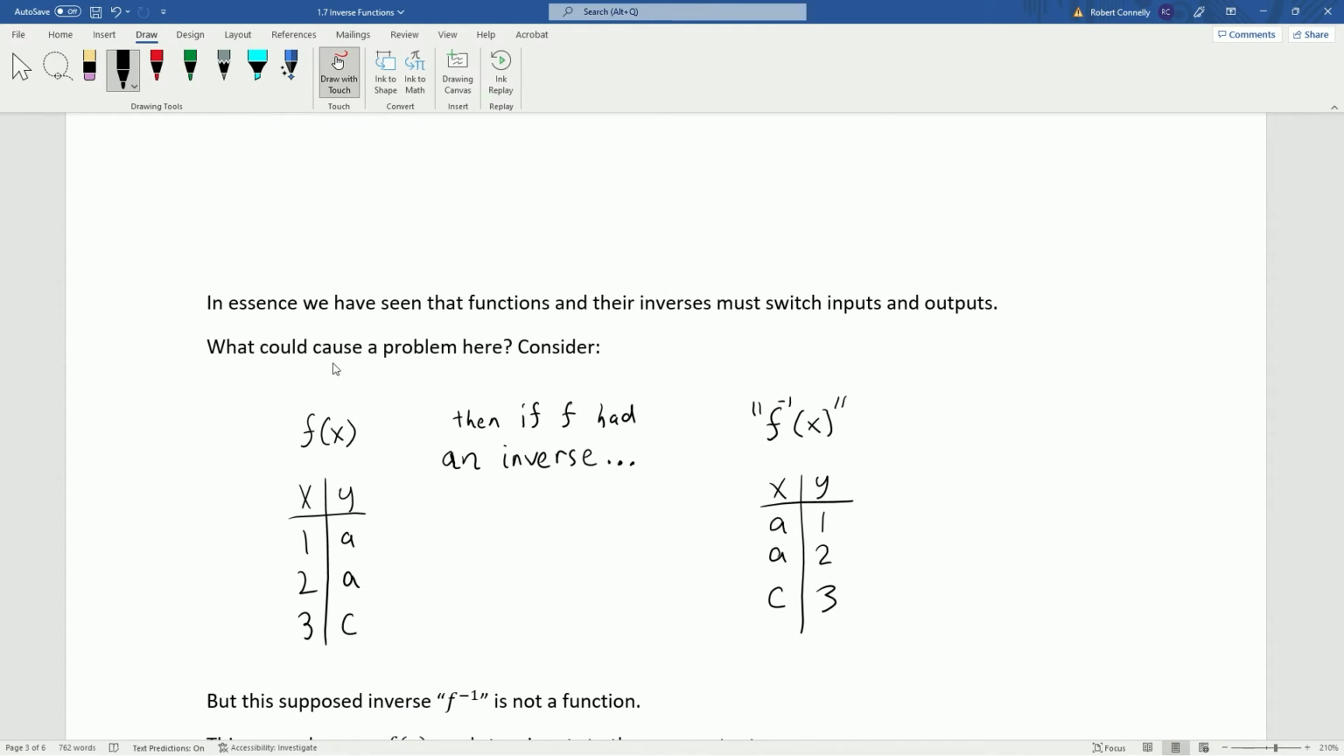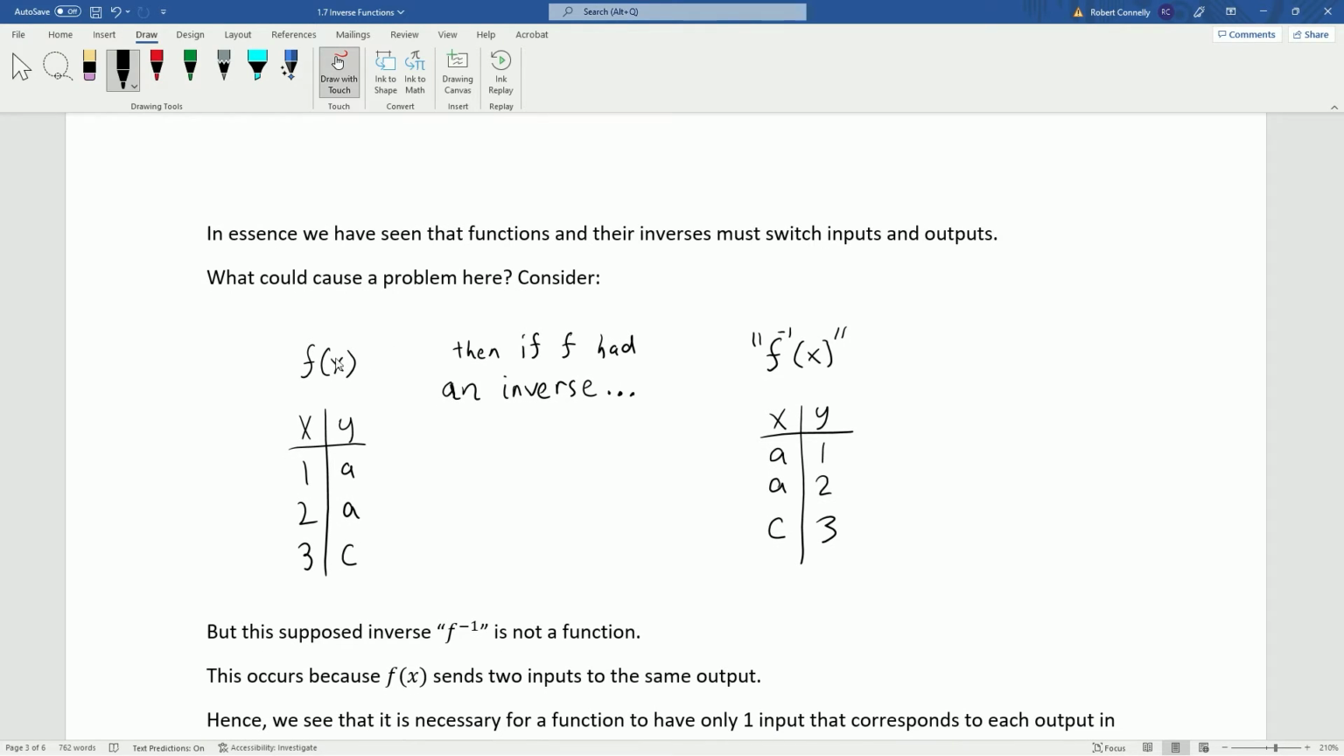So what could cause a problem here? Let's look at this function on the left here. Just pay attention to this for a moment. Here, this is a function. We've got x is 1, 2, and 3. When x is 1, y is a. When x is 2, y is a. And when x is 3, y is c. This is fine. We don't have anything that makes this not a function. Each input only has one output. But notice that the two inputs, 1 and 2, go to the same output.